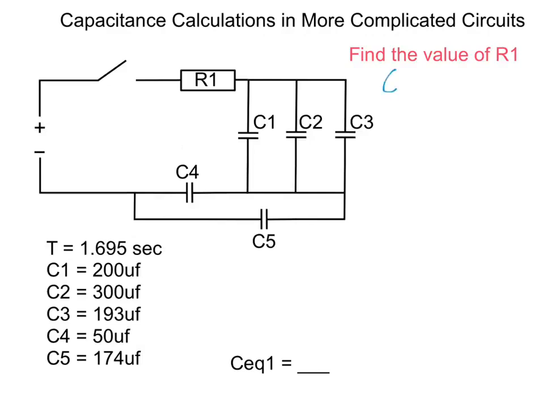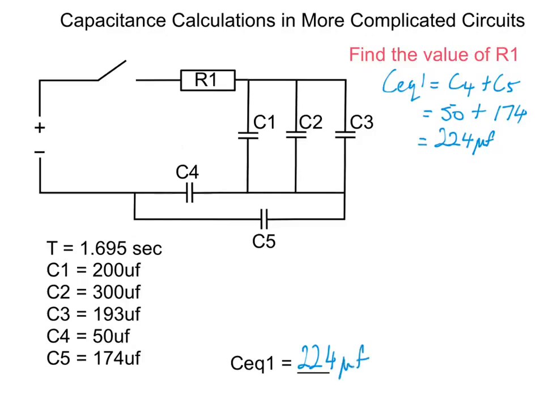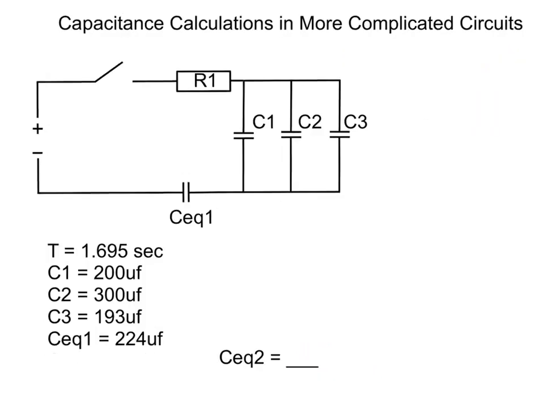So our formula will be C equivalent 1 will equal C4 plus C5, which equals 50 plus 174, which gives us a total of 224. Therefore, our first equivalent capacitor is valued at 224 microfarads. This will change our circuit, so our circuit will now look like this.